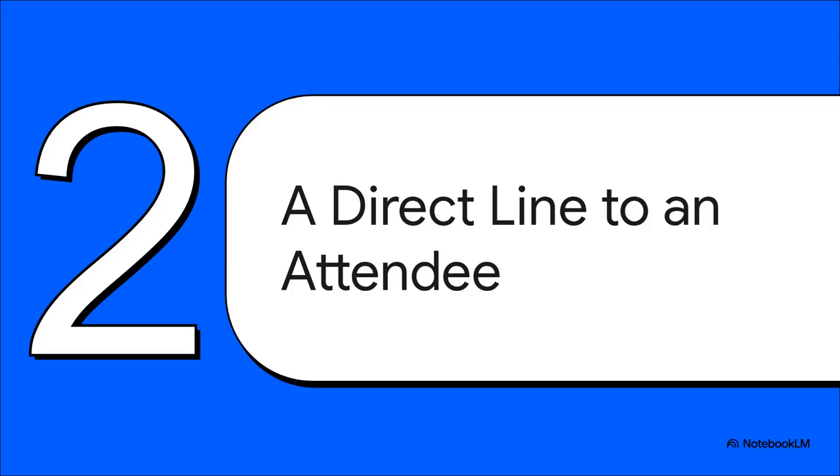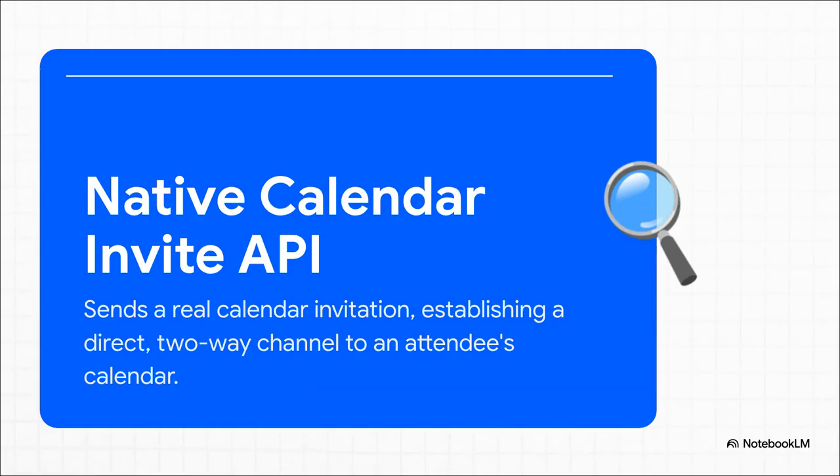But there is a much, much better way. So let's look at a totally different approach that completely changes the game by creating a direct line right to your audience. Instead of a file download, we're talking about something called a native calendar invite API. This technology sends a real calendar invitation, the kind you get from your boss or a coworker, directly into an attendee's inbox. This isn't just a static file, it's a live connection to their calendar, which is the system of record for how they spend their most valuable resource, their time.